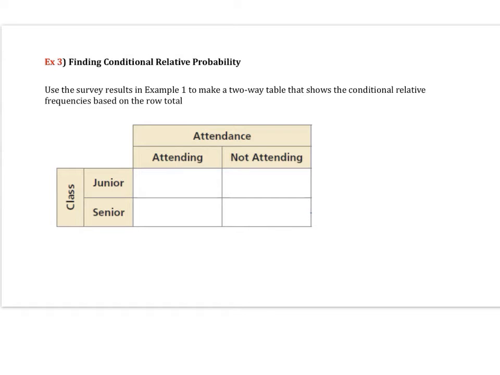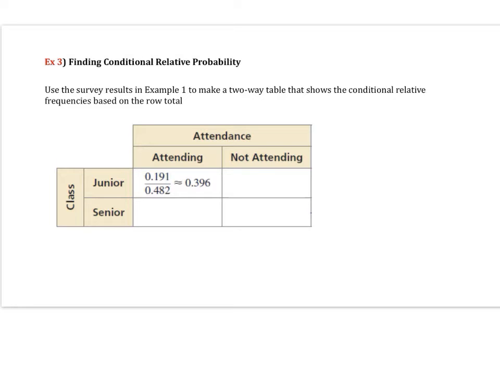All right, our next example, we're going to use the survey results in example 1 to make a two-way table that shows the conditional relative frequencies based on the row total. So let's start with our juniors attending. We take that decimal 191, which represented the joint frequency in example 2 for the juniors attending, and divide it by the row total for juniors, which was decimal 482. That value comes out to be approximately decimal 396.